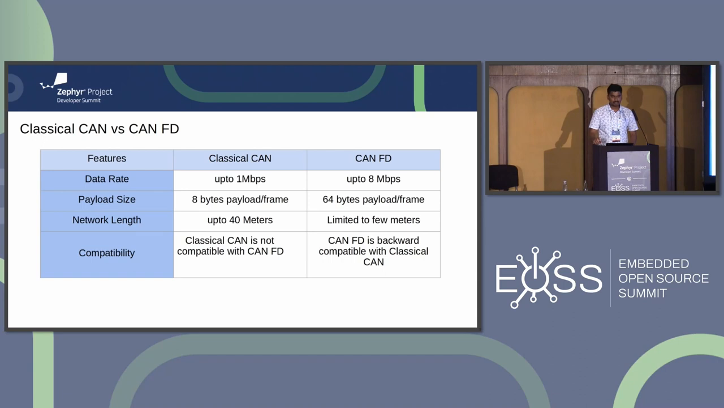Network length for classical CAN is 40 meters, and for CAN FD, due to its high data rate, the network length is limited to a few meters. Again, the network length depends on the number of nodes connected and the data rate. Compatibility: classical CAN is not compatible with CAN FD, whereas CAN FD is backward compatible with classical CAN, meaning classical CAN can transmit data to CAN FD.